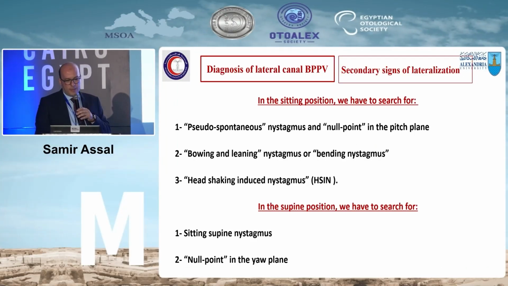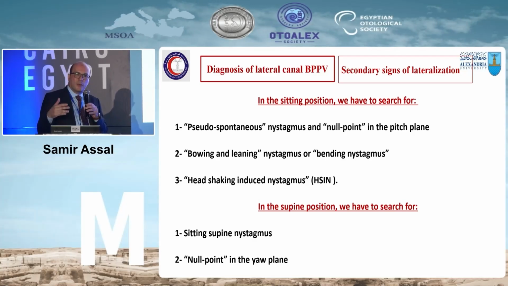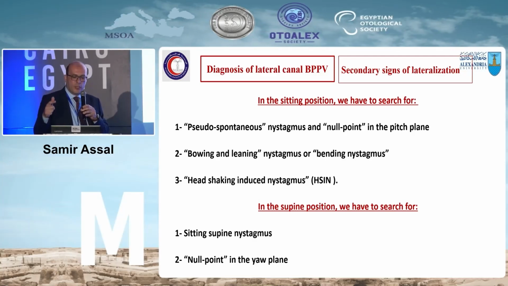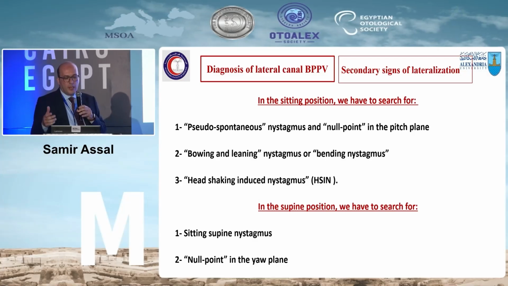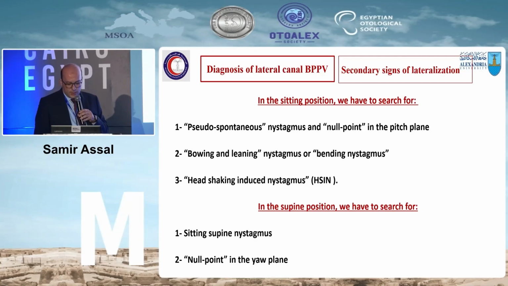Again, we have five signs for secondary lateralization. Three while the patient is sitting: pseudo-spontaneous, bow and lean, and head-shaking nystagmus. And while the patient is supine, the sitting-supine nystagmus and the null point in the horizontal plane.